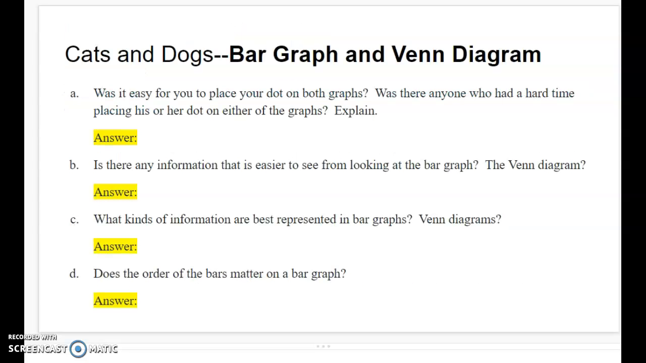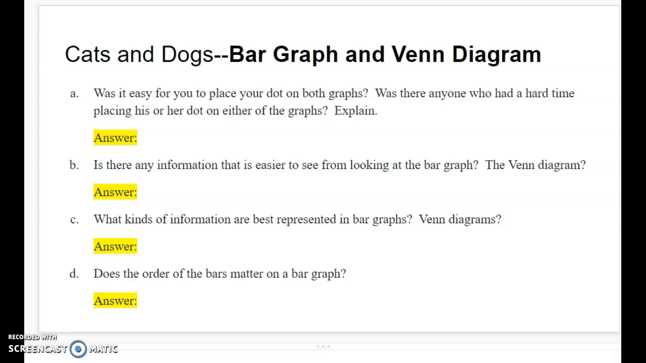The next one is you're going to do the cats and dogs graphs, the bar graph and the Venn diagram, and we're going to compare those. Was it easy for you to place your dot on both graphs? Okay, was there anyone who had a hard time placing his or her dot on either of the graphs? Maybe you had both animals, a cat and a dog. Maybe you had neither.